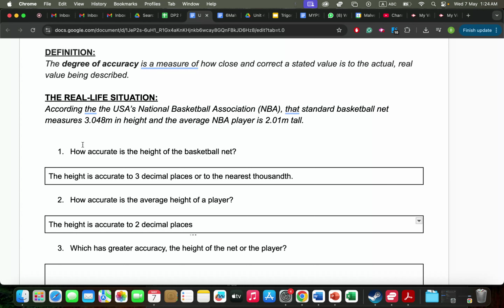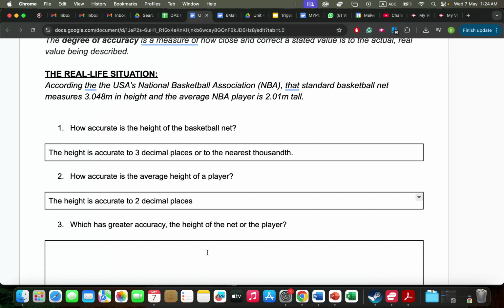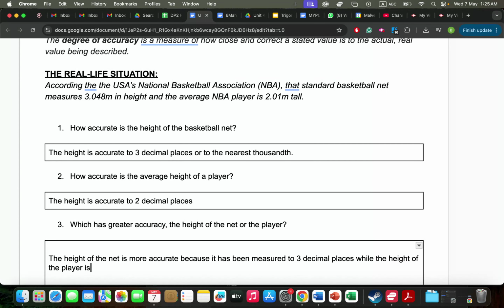Okay, now again, between these two numbers, the height of the net and the height of the player, which has greater accuracy? It is evident that if you have more decimal places, there must be more precision in the numbers, which means that you should have a higher accuracy as well. So in this case, the height of the net is more accurate, because it has been measured to 3 decimal places, while the height of the player is only measured to 2 decimal places.